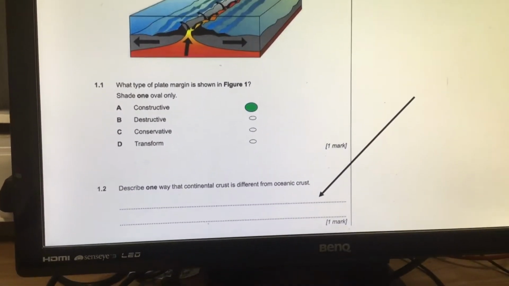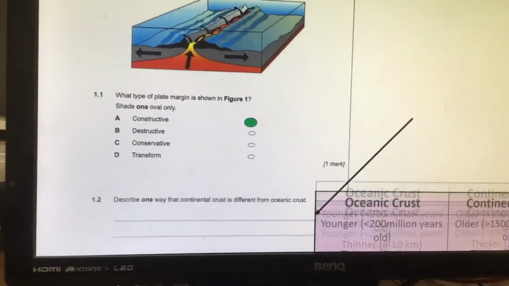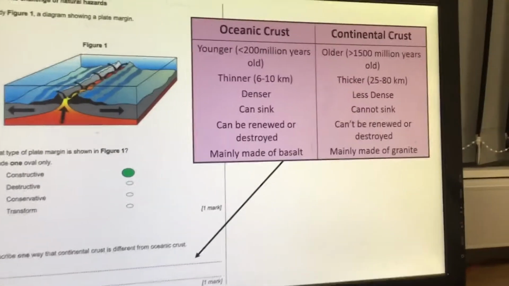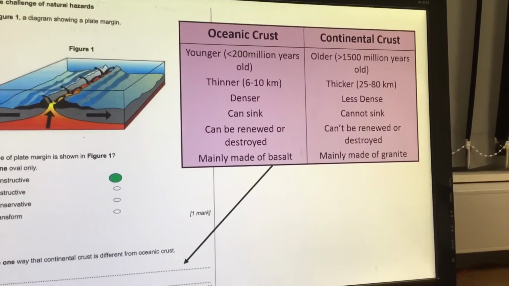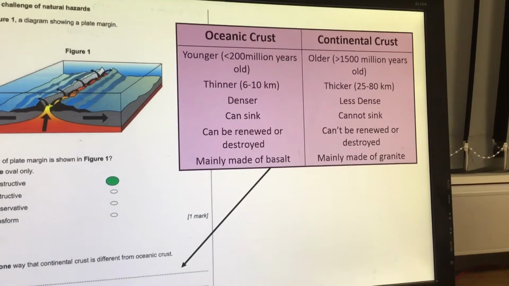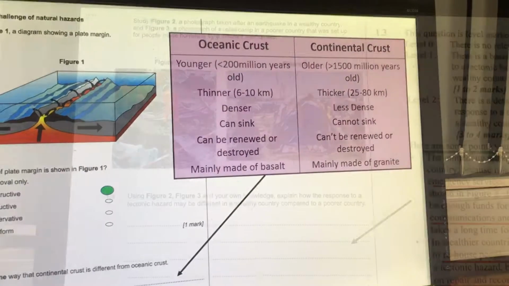Now here we go. Describe one way that continental crust is different from oceanic crust. Well, you literally just need to say one of these things. So you could have said that continental crust is older, could have said it's thicker, it's less dense, can't sink, or any of the other ones up there. You literally just need to write one of those things there, and then you've got 2 out of 2.